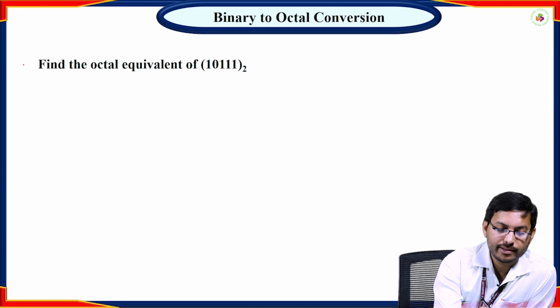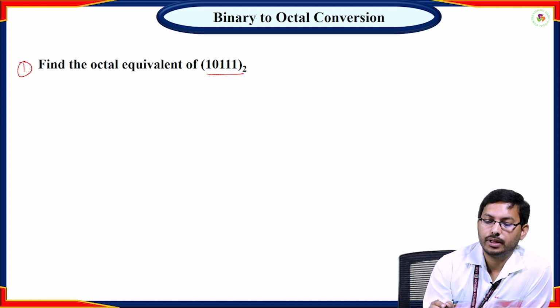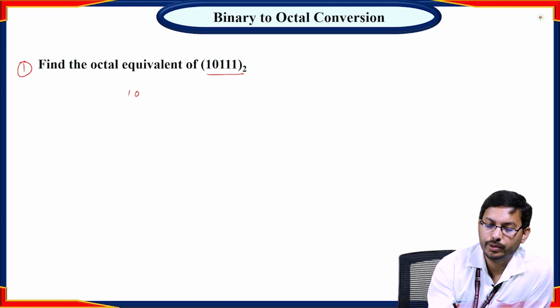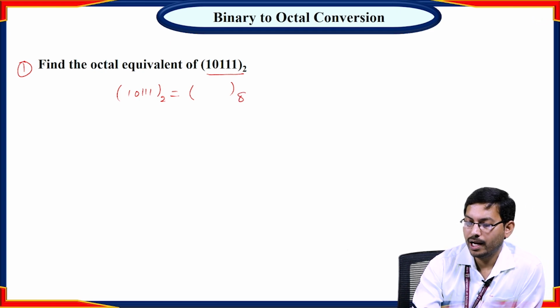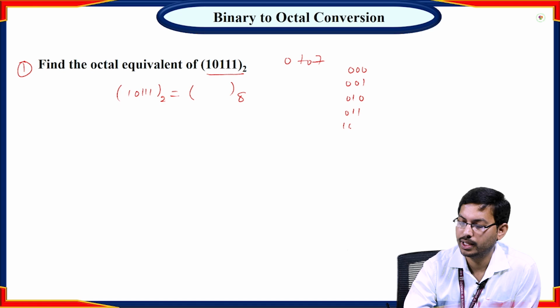So coming to the next type of conversion: how to convert binary number system to octal number system. Take one example: find the octal equivalent of 101111. Here the base is 2, and we need to convert it into the octal number system. In the octal number system we have values from 0 to 7, so we refer to them like this: 000, 001, 010, 011, 100, 101, 110, 111.